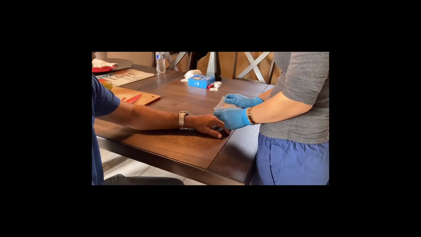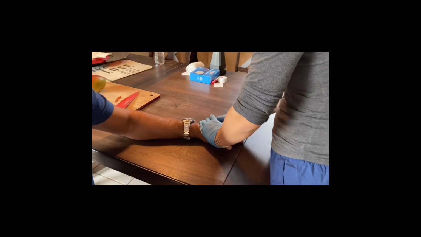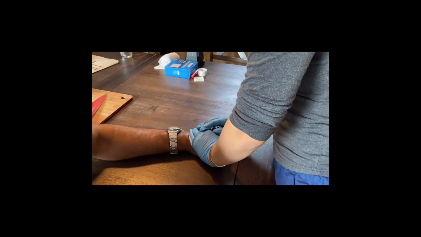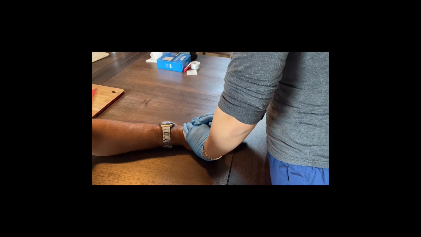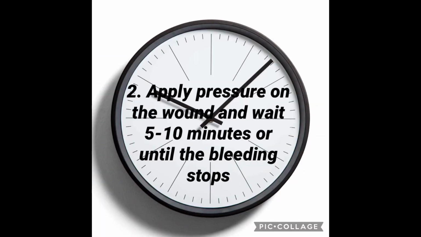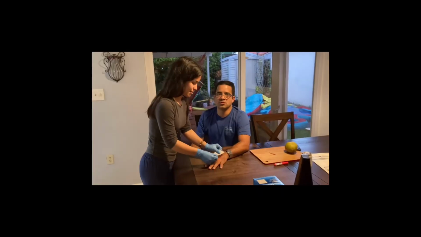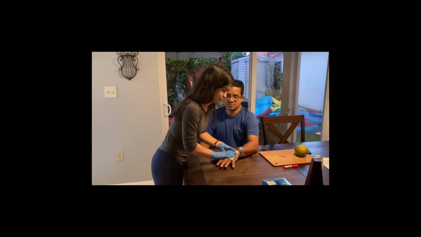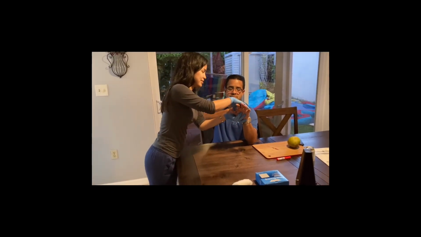Step 1 for stopping a bleed is to use a gauze and apply pressure on the wound. This will help the clotting process and will help prevent further blood loss. After applying the gauze, apply pressure for 5 to 10 minutes or until the bleeding stops. While still applying pressure to the wound, elevate the body part above the heart. This will reduce the blood flow to that area and would prevent further blood loss.